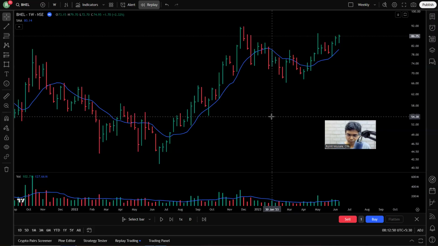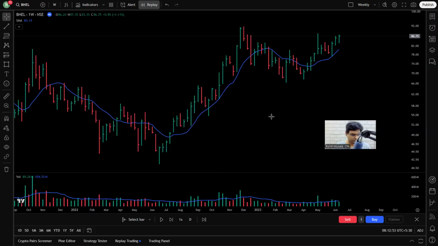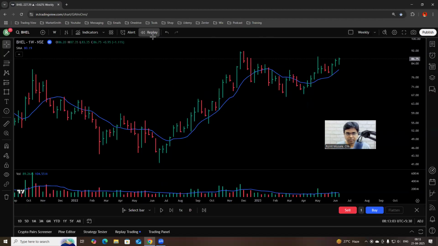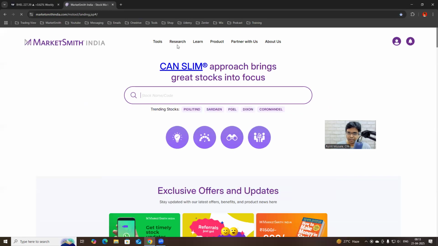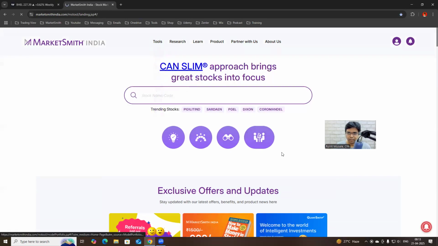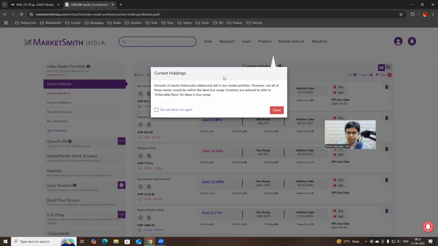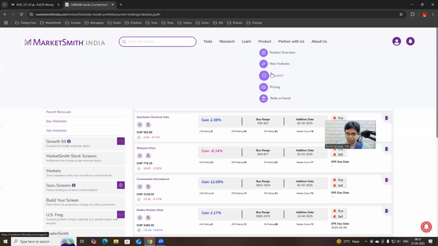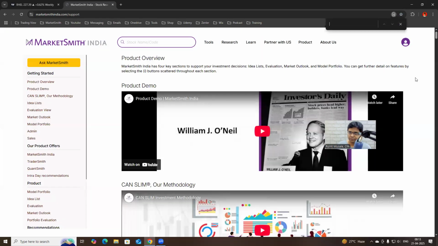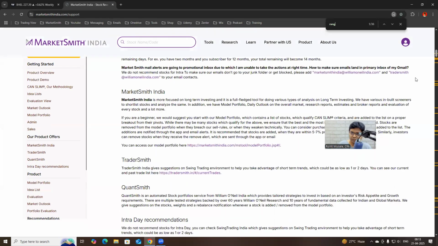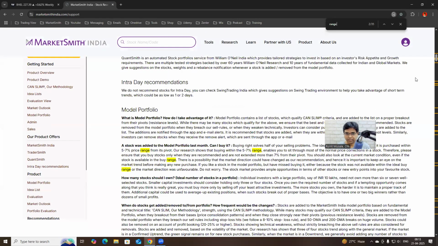Now, if you go to MarketSmith website, there is a buying range, there is a selling range, and there is a stop loss range. Okay, let me explain what I'm saying here. So go to MarketSmith, then go to idea lists. Okay, product, go to support. Here, if I press Control F, yeah. So if I write range here, just write range.